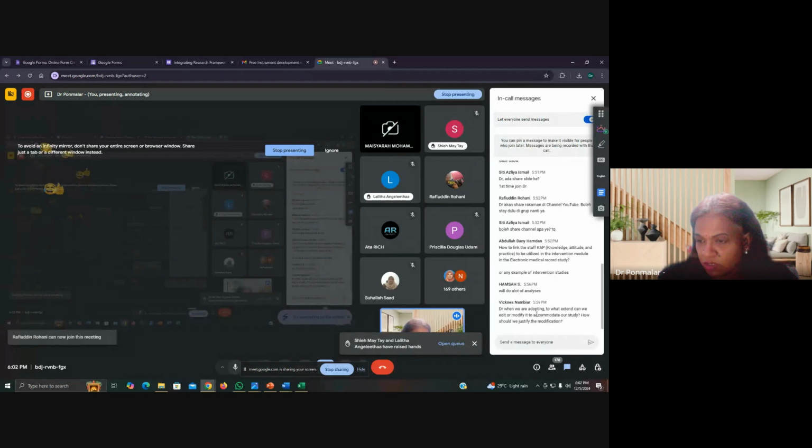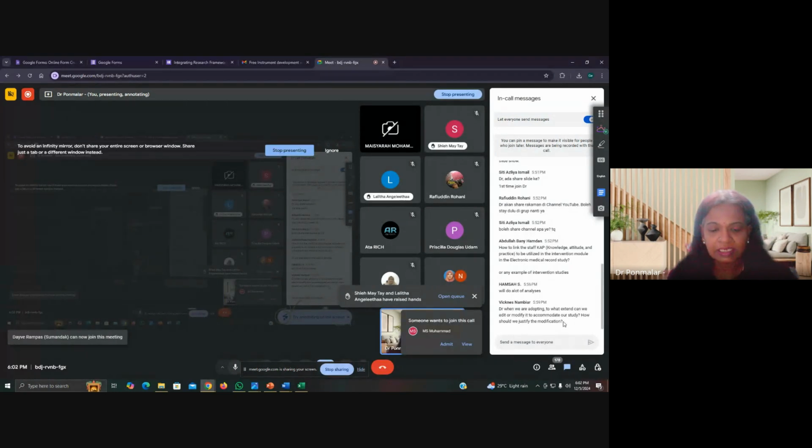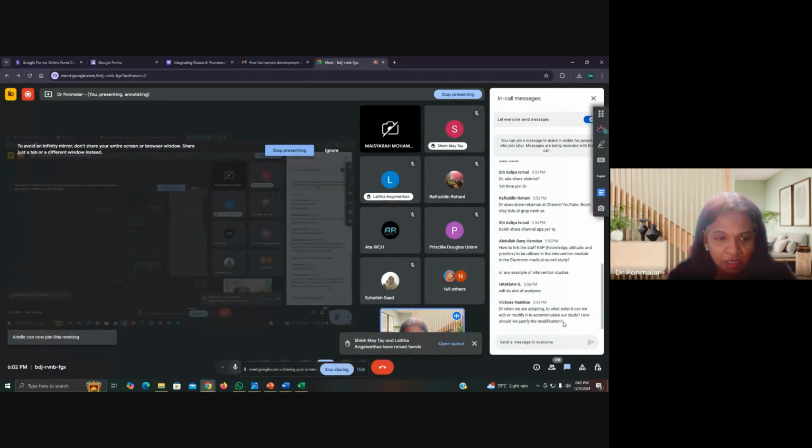Doctor, when we are adopting, to what extent can we edit or modify it to accommodate our study? Okay, you can modify the construction of the sentence, but the meaning must remain. For example, if they did it in SMEs but you want to convert that to MNCs, fine. But the core meaning cannot change.